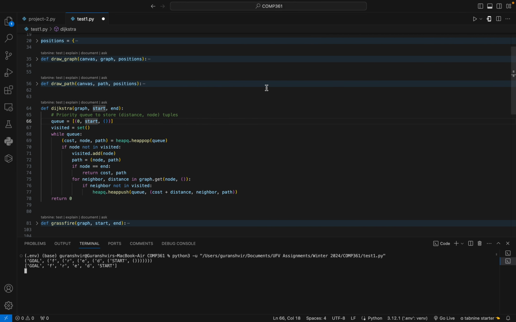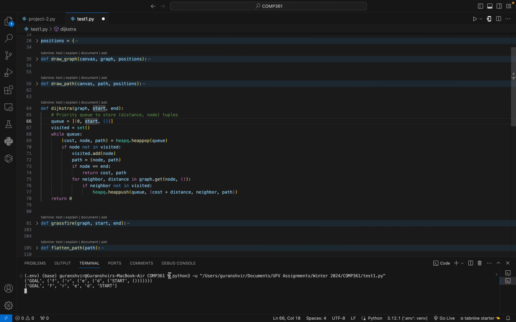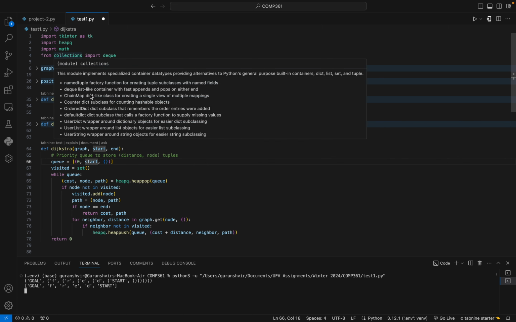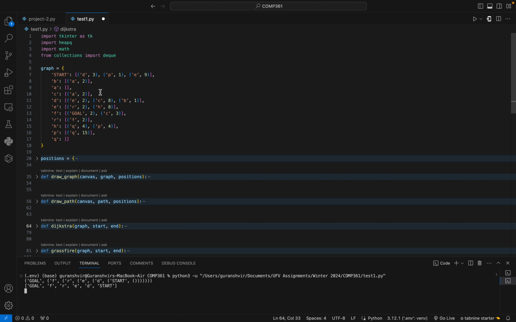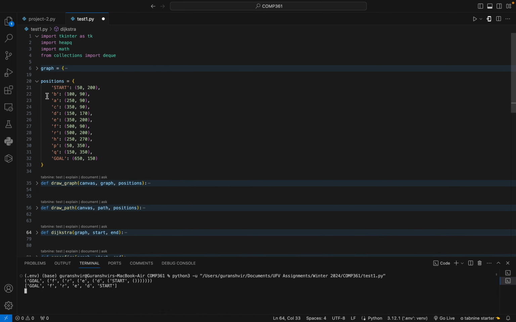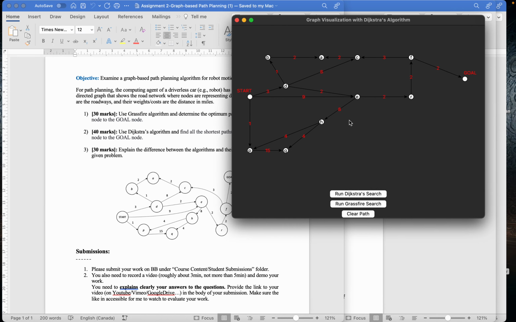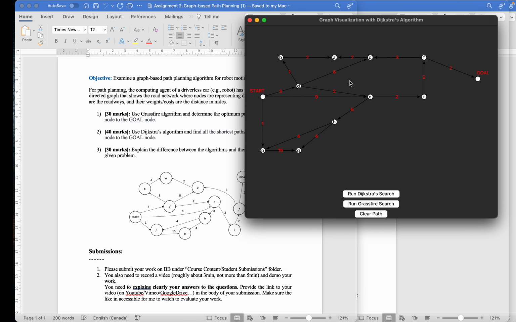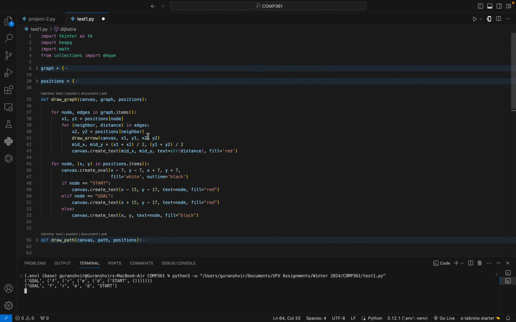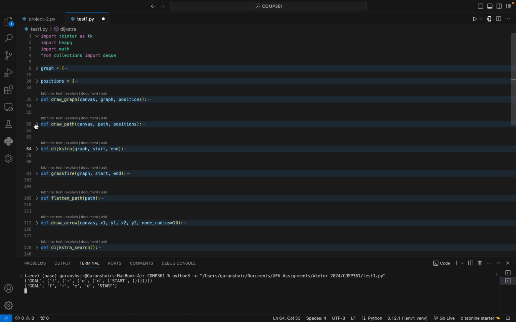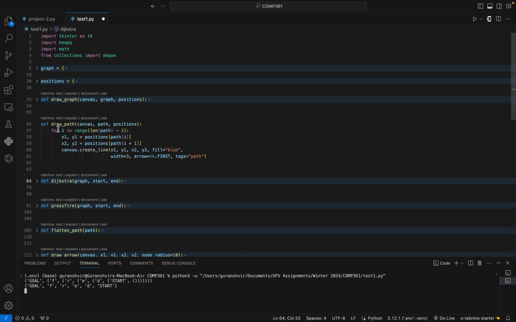Yes, so the code is like this. There's a graph which is all for the position, the distances between all the different nodes. Then we have the positions so as to set up this canvas, and this physical display. And then we have this for drawing the canvas, and this is for drawing the path, the blue path which is highlighted after the algorithm has searched.